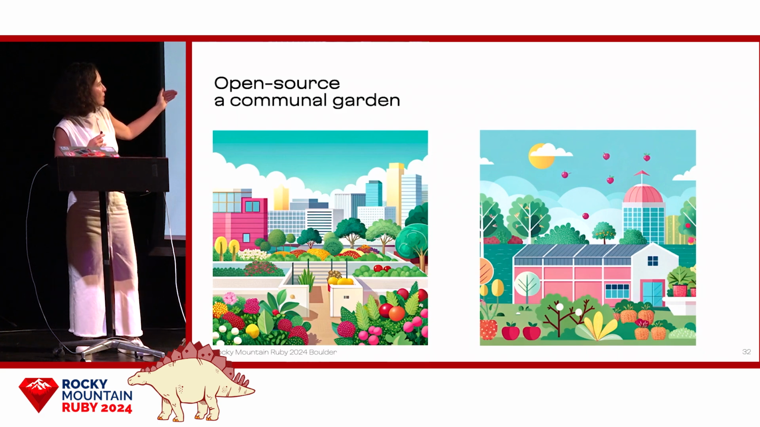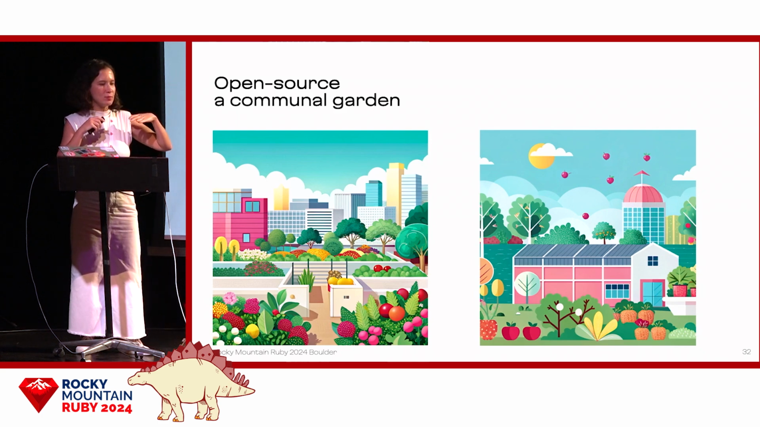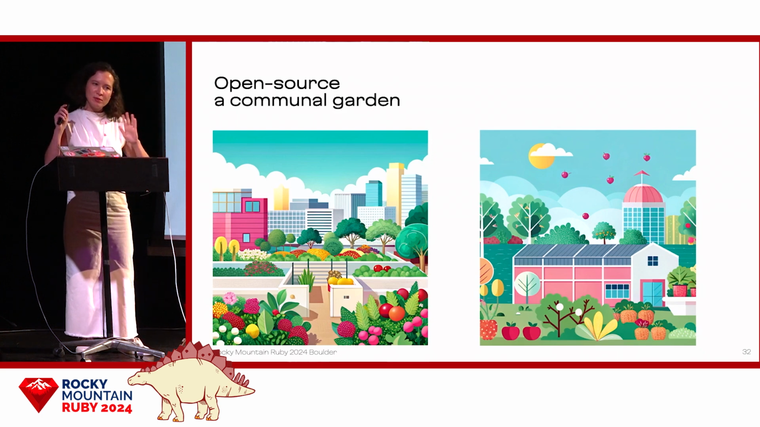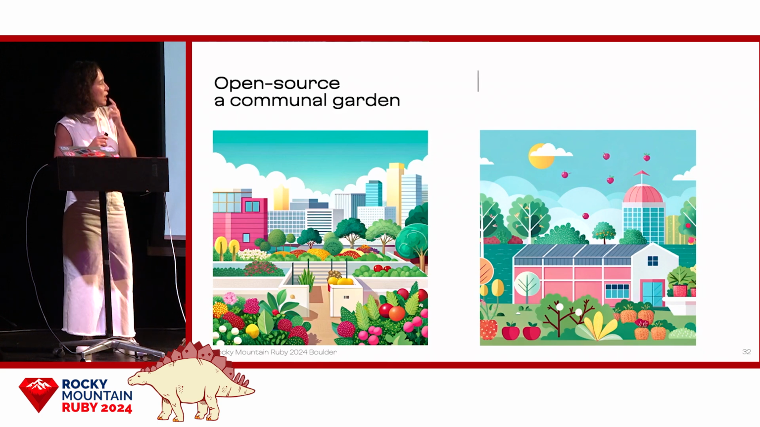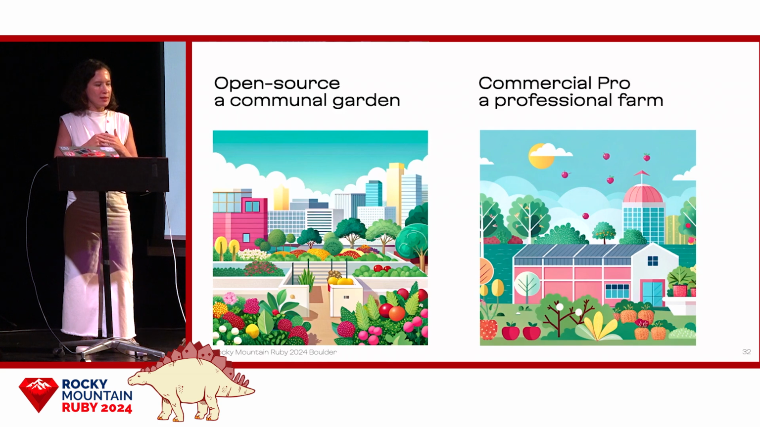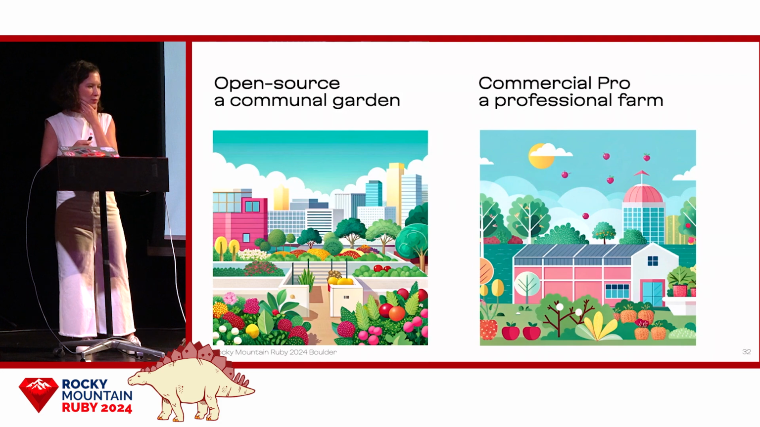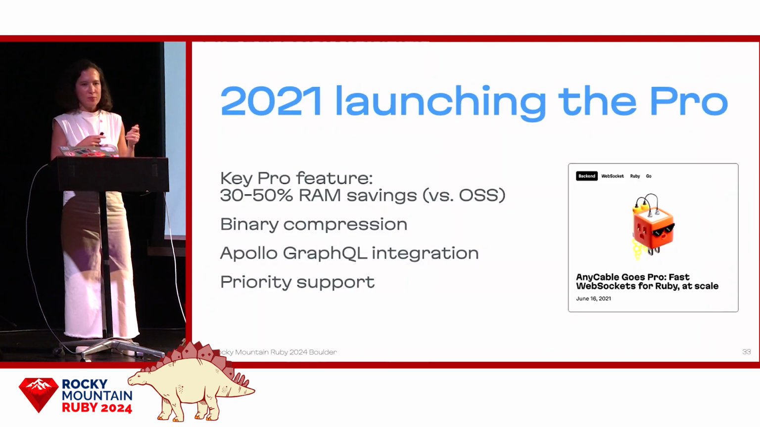But then if a big company wants to use this product, they essentially want to have a professional farm, which is a bit different, something else. So this is how we think about our Pro version, AnyCable Pro. AnyCable Pro has only the features that are needed by enterprises. So it's stuff in cluster mode, stuff related to those private networks, and some developer tooling as well. So we launched AnyCable Pro in 2021.